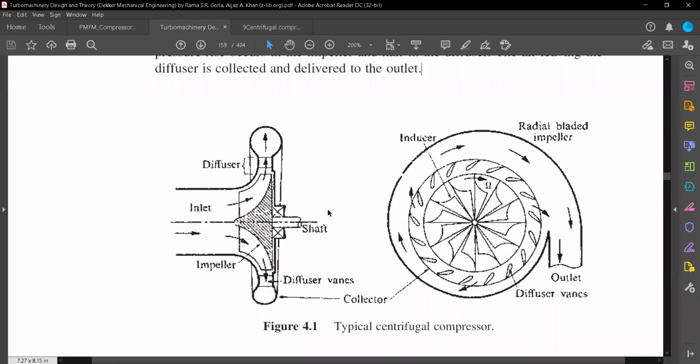This is another figure where the constructional features are shown. This is the side view and this is the front view. And over here, the blades are called a radial blade impeller because the exit blades can be seen to be exactly perpendicular to the outlet angle. And these are the diffuser section. I said the diffuser vanes are optional. So over here, there are diffuser vanes.